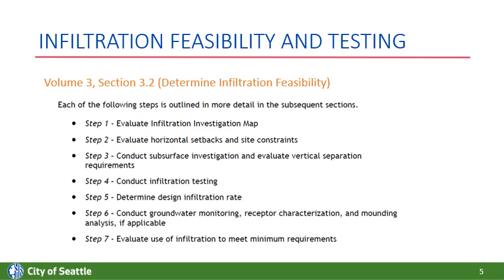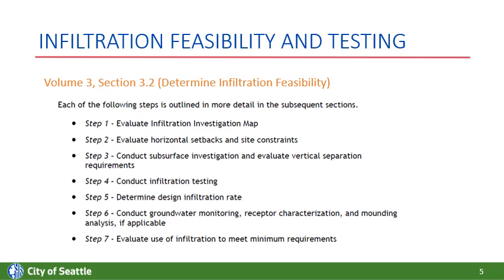So step 3 is to conduct a subsurface investigation and evaluate vertical separation requirements. Vertical separation requirements would include 1 foot from the bottom of a proposed facility to hard pan soil and 2 to 3 feet distance in the vertical direction to any groundwater.